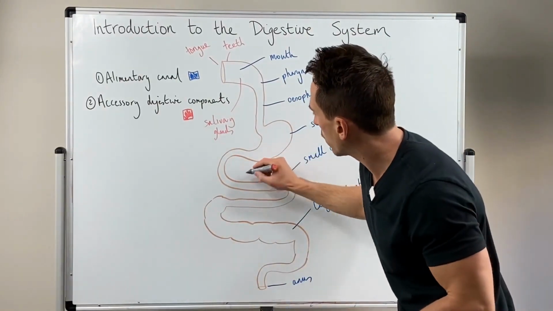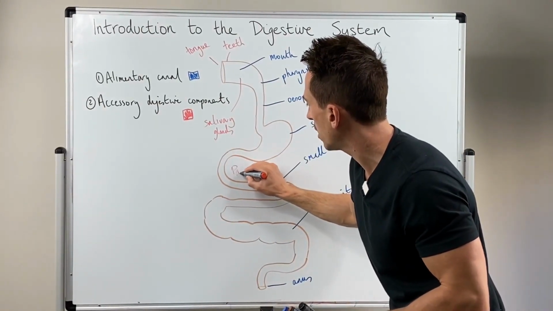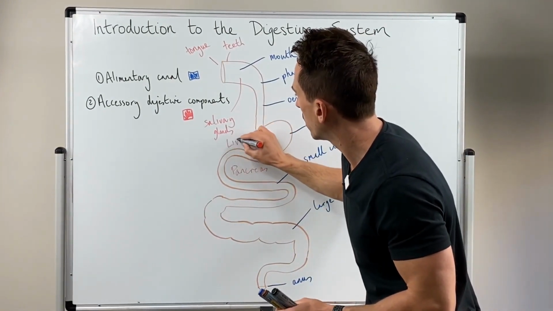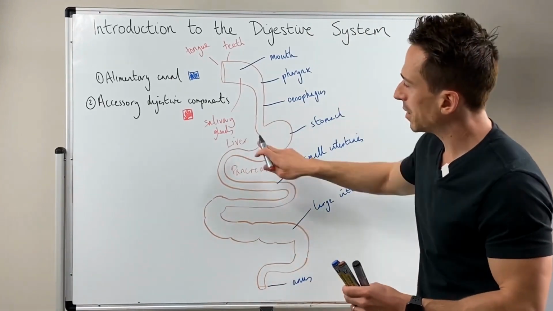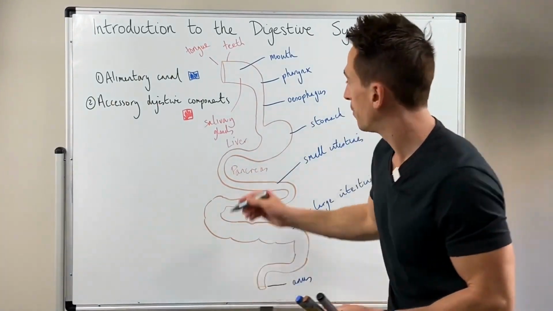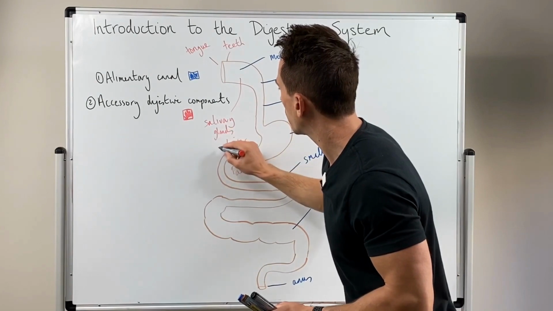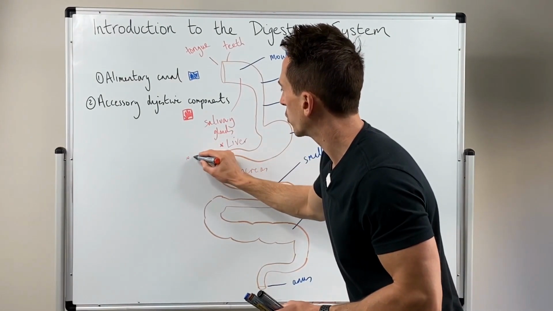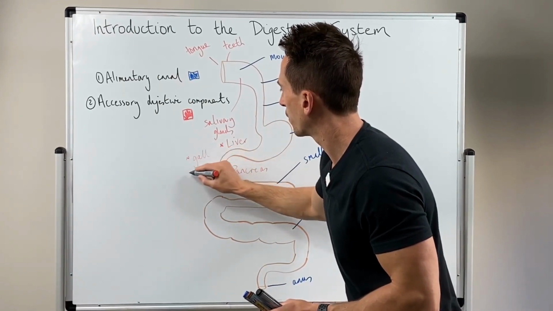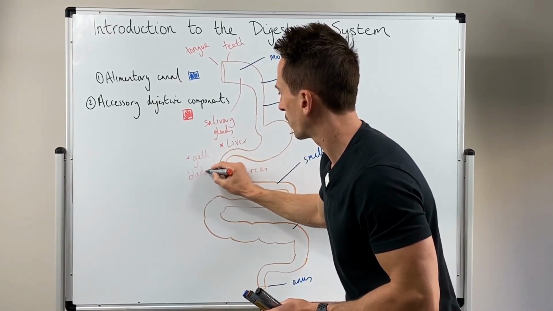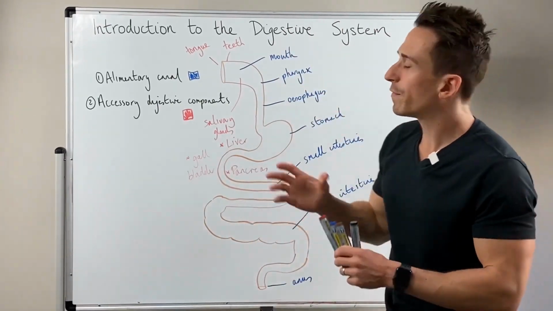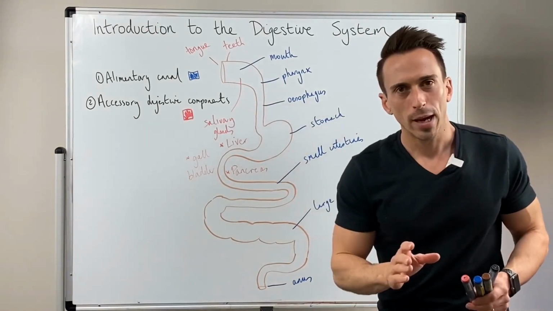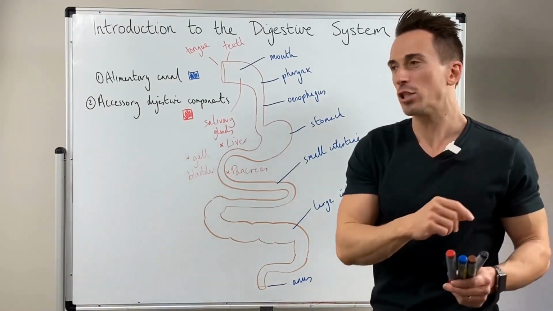It also includes the pancreas, which sits around about here, and the liver, which sits round about here. Underneath the liver, we've got something called the gallbladder. So we've also got the gallbladder. What I might do is put a little asterisk here, and then I'll put an asterisk here for gallbladder. And these are all various aspects of the accessory structures. Now, what I want to talk about is the function of the digestive system.